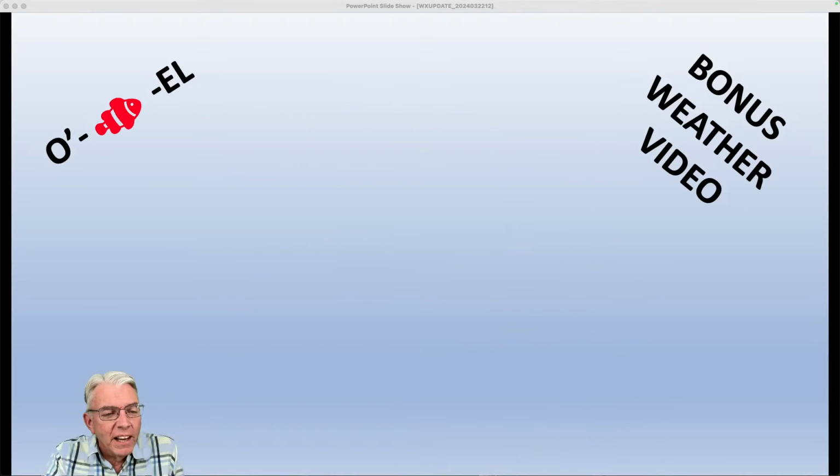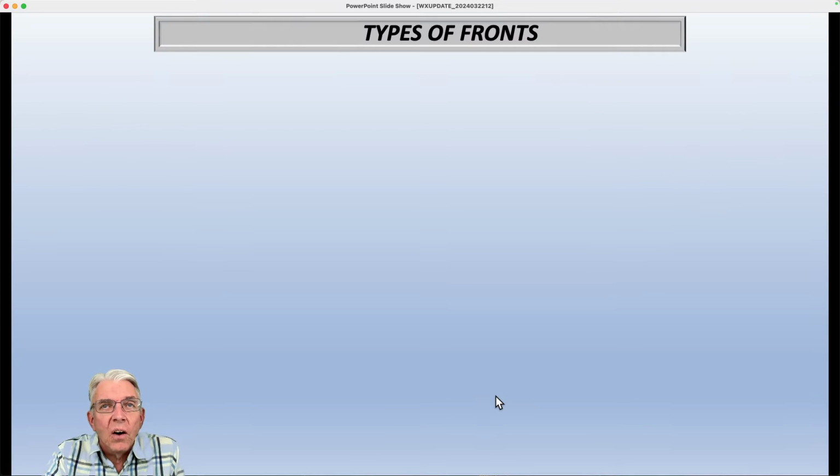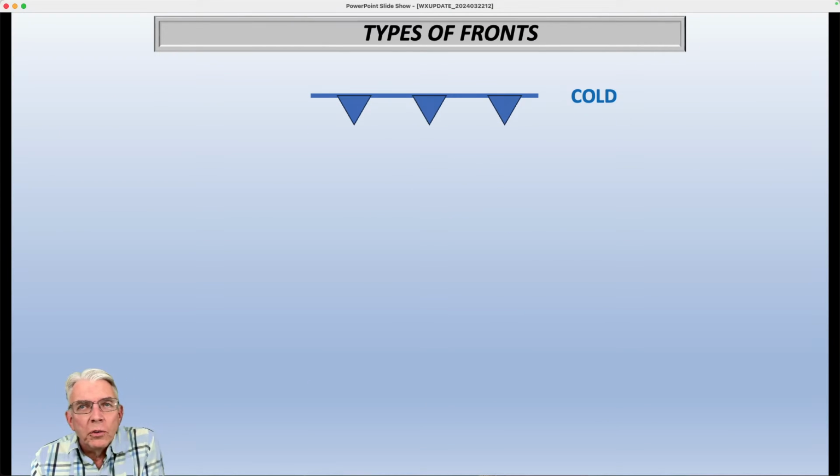But anyway, let's go ahead and talk about fronts. There are several different types, as you all know. The classic cold front is the cold air mass that is advancing in the direction that those triangles are pointing. Since cold air is more dense than warm air, it pretty much goes where it wants to go. So as long as the winds on the cold side of that front are pushing toward the boundary, the cold air is going to advance.